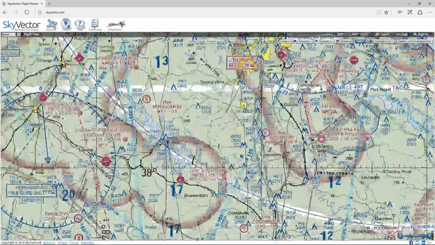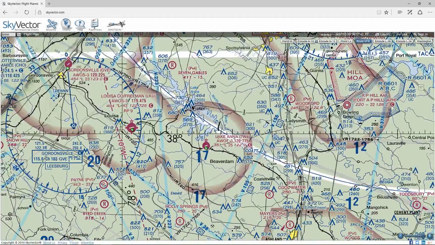If we go down here to, say, Lake Anna, we see it has a beacon, but it has no fuel services. It does have an AWOS and its frequency. Its elevation is 351 feet. It has lighting with special procedures. Its longest runway is 2,500 feet. Its CTAF frequency is 122.9.